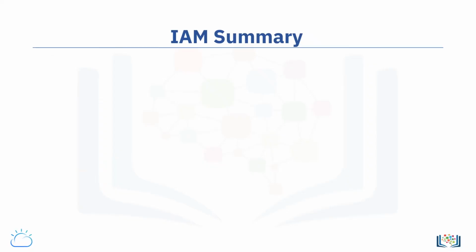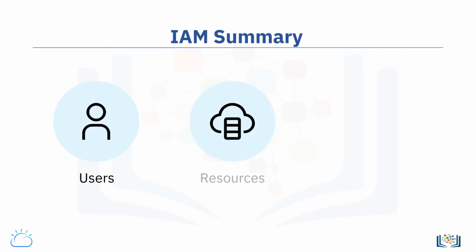In summary, IAM in IBM Cloud is broken up into users and access groups, which are a collection of users, resources and resource groups, which are a collection of resources, and roles, which are assigned on a user or access group and a resource or resource group coming together to become an access policy.